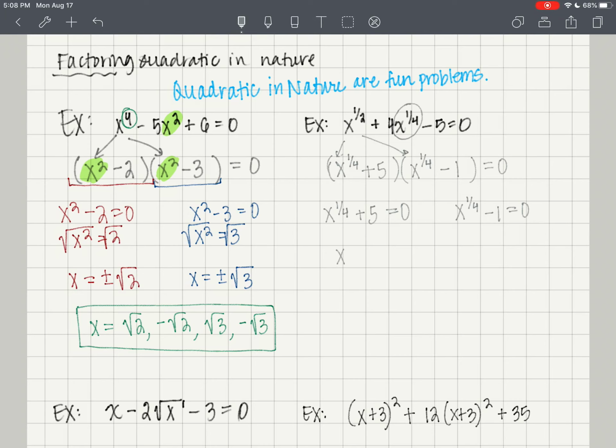We'll work with the one on the left. x to the 1/4 equals negative 5. I'm going to raise both sides to the 4th power, and I get x equals 625. We'll do the same thing over here. x to the 1/4 equals 1. We'll raise both sides to the 4th power, and we get x equals 1. And those are our 2 answers to this equation.